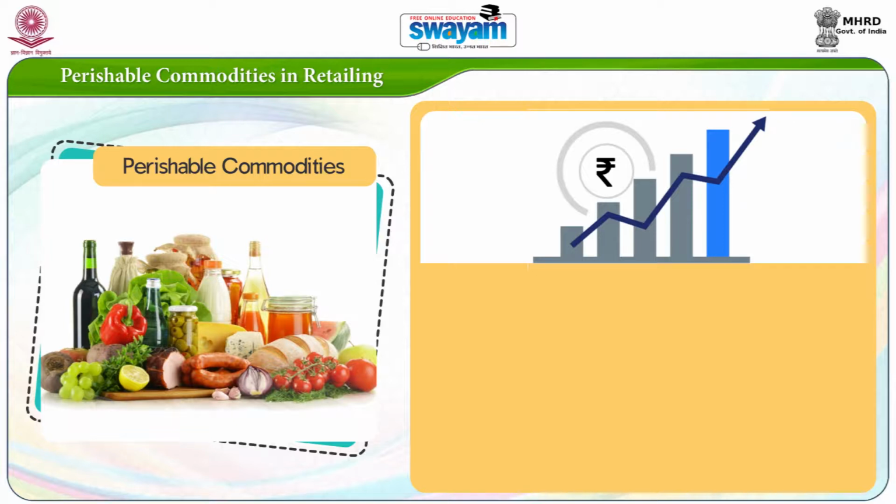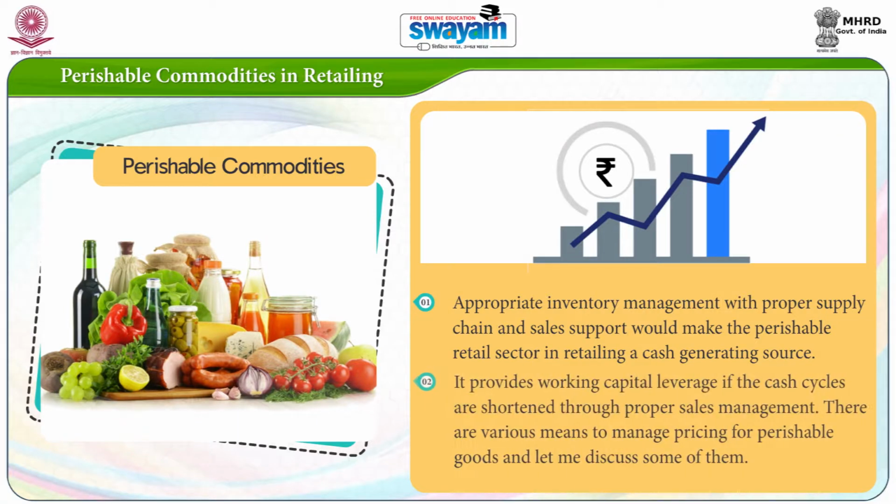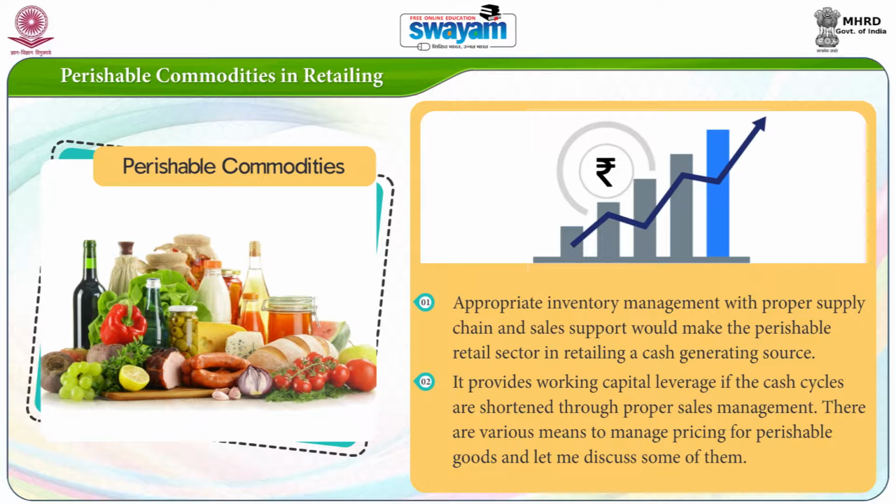Let me move on to the significance of perishable commodities in retailing. Perishable commodities play a vital role in the retail market since it is a major revenue and profit generating area. Appropriate inventory management with proper supply chain and sales support would make the perishables sector a cash generating source. It provides working capital leverage if the cash cycles are shortened through proper sales management. There are various means to manage pricing for perishable goods, and let me discuss some of them.